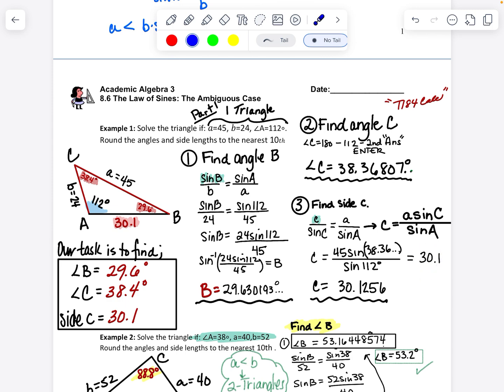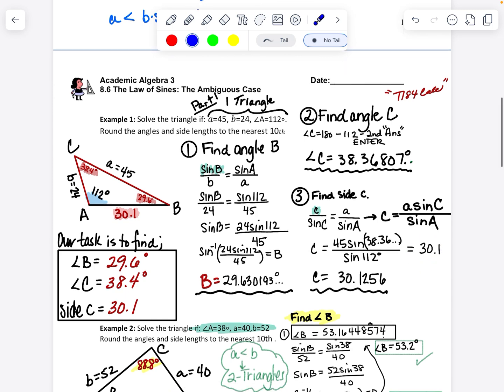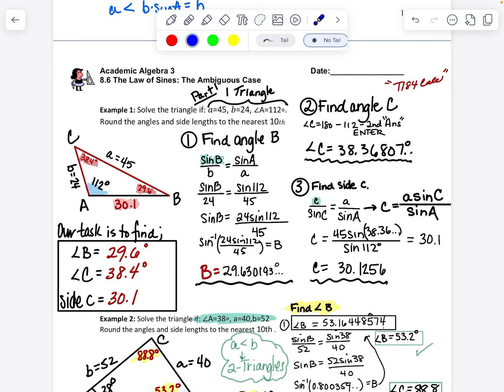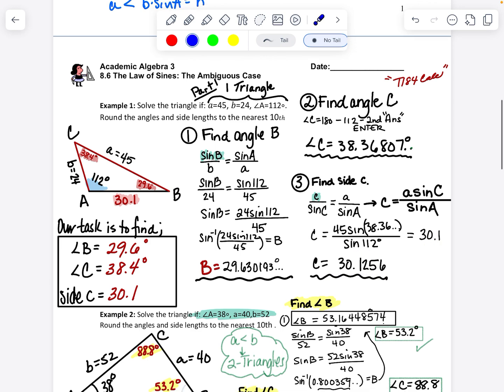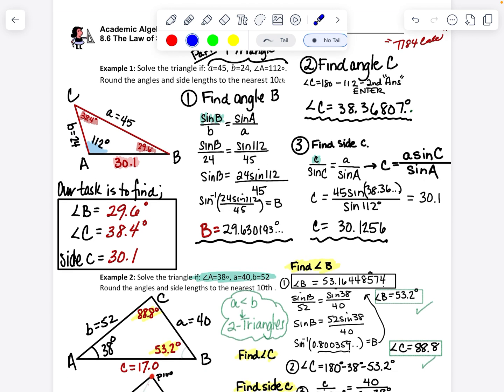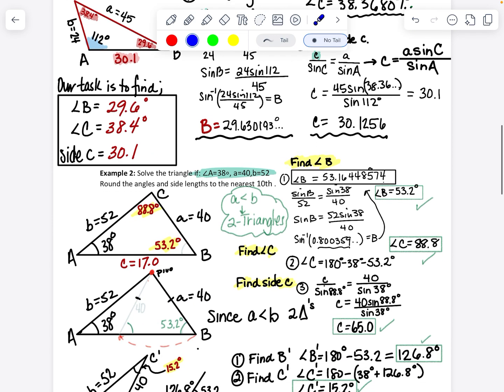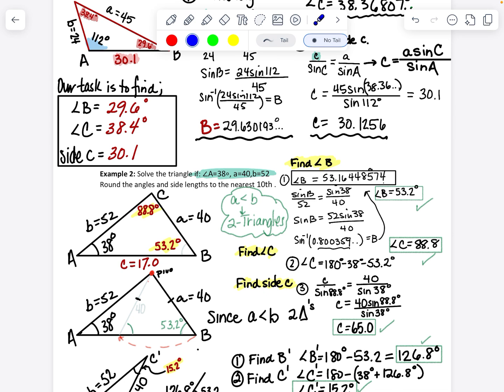So using the law of sines, I'm putting the angles in the top over sine A's in the bottom, and I get 30.1. You can see if you go through the steps here, and you guys are pretty good at, you are really good at the law of sines. So, and then I list the three answers that I have for one triangle. Then moving on to the next one, it turns out that we have a two triangle possibility because we have A is less than B.